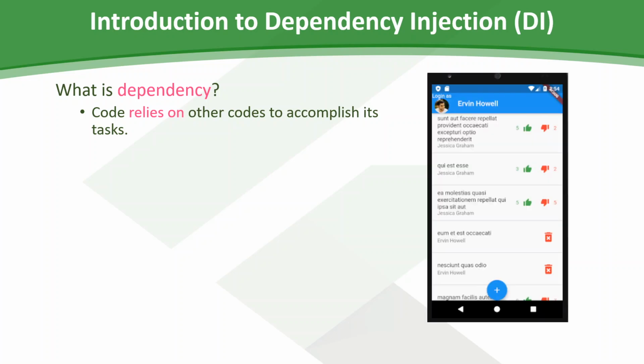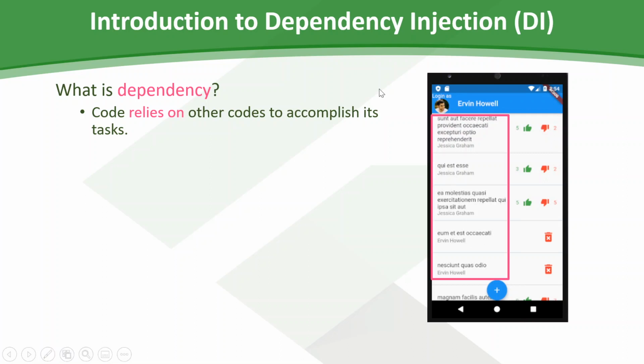So for example, here I give you an example screen. The code here is the screen itself, the widget for this screen. In order to build this screen, we need information like the user, right? We need the user's information because we want to render the user profile here, the avatar and also the username. So user here is basically a dependency of the screen, because this screen relies on this user.